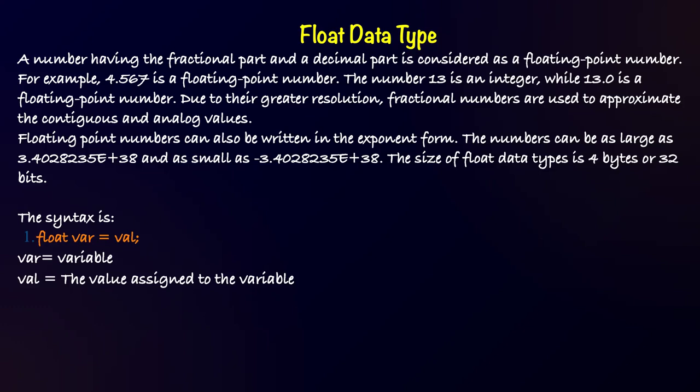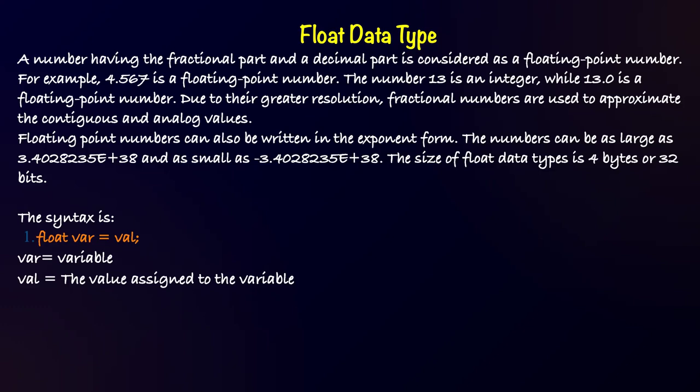Now, due to their greater resolution, fractional numbers are used to approximate continuous and analog values. The more fraction we give, the more precise the value becomes, because it comes closer to the original value. Floating point numbers can also be written in exponent form.